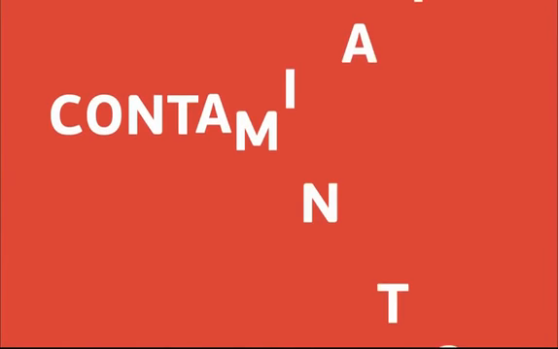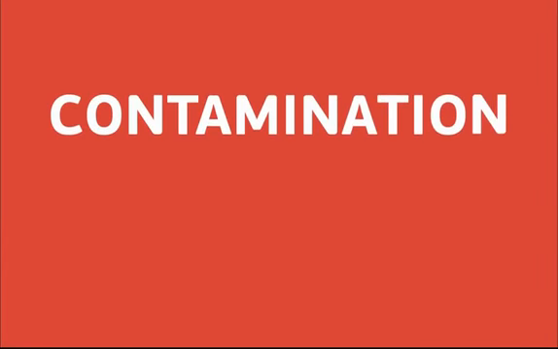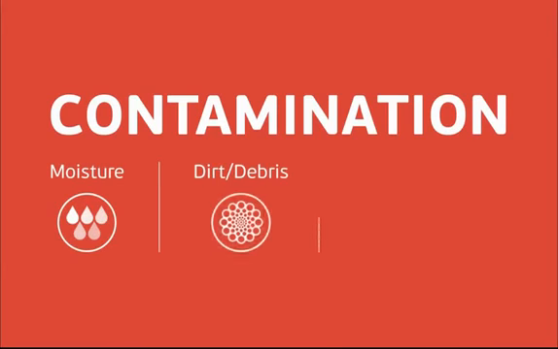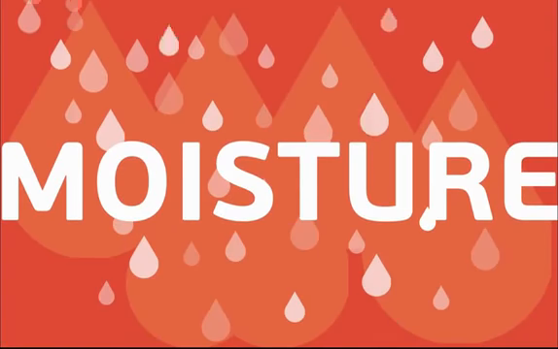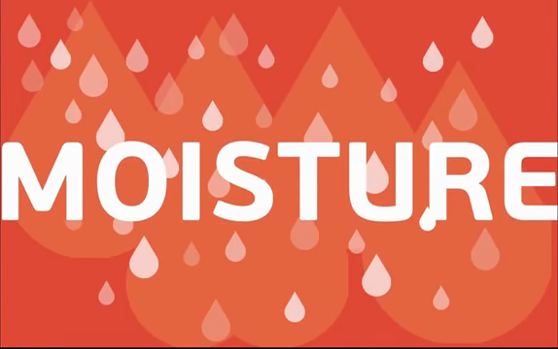Contamination causes a high number of failures, and the three main contaminants found in a refrigeration system are moisture, debris, and non-condensable gases. Moisture is one of the main contaminants in refrigeration, and technicians have to follow many procedures to keep it out of the system.